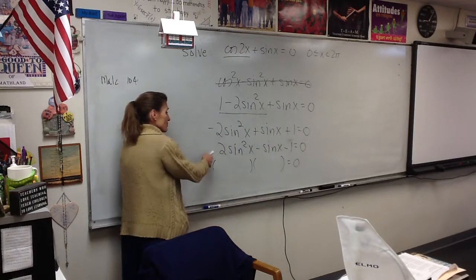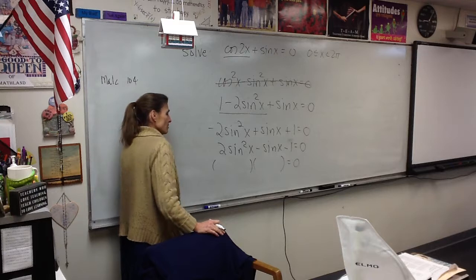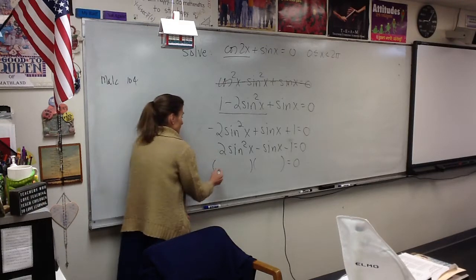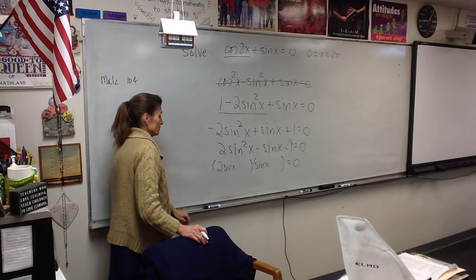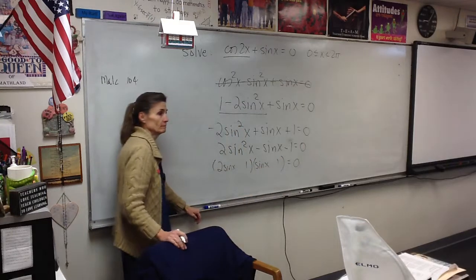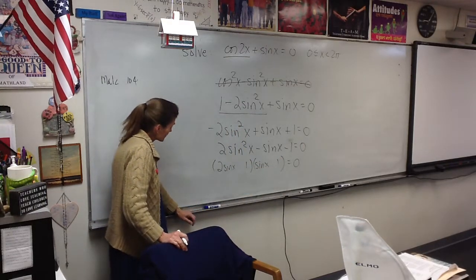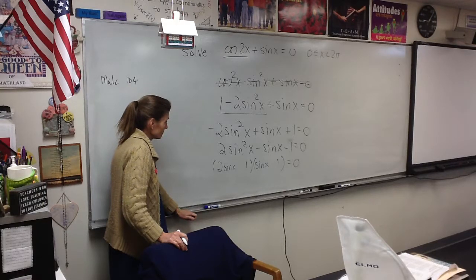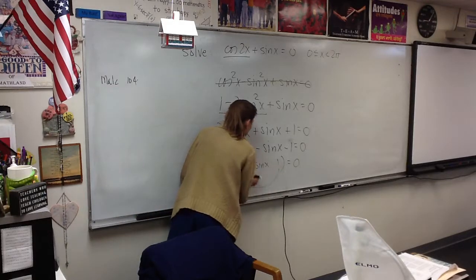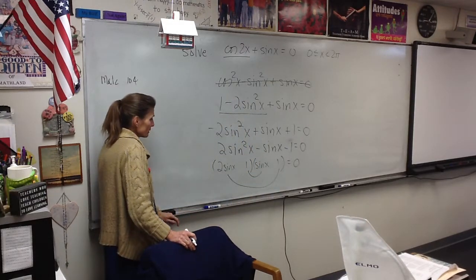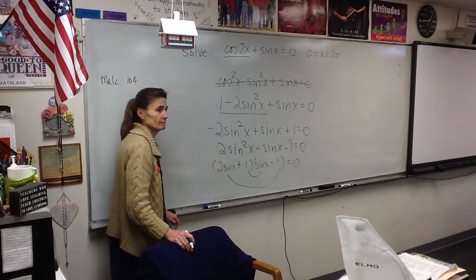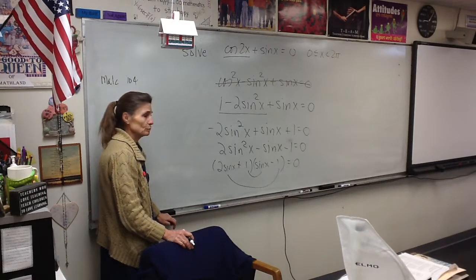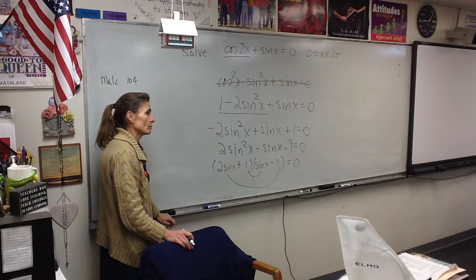How is that going to factor? Now take your time and look at it. Don't be scared. It's easy. I'm going to have a 2 sine x here and a sine x here, right? Don't I have to have a 1 and a 1 there? Now I just have to figure out my signs. Think about foiling. Where do you want the plus and where do you want the minus? First one's plus, second one's minus. Now what?